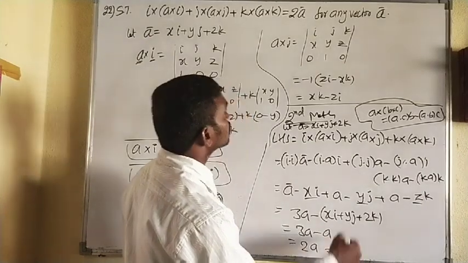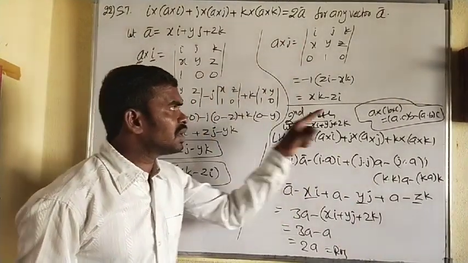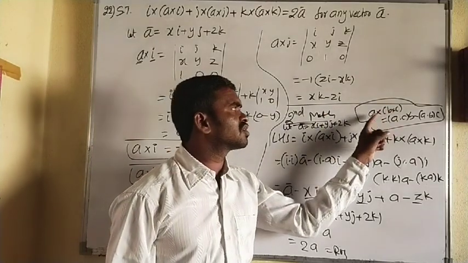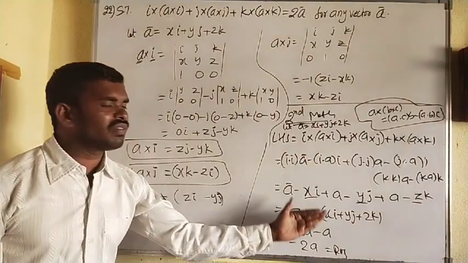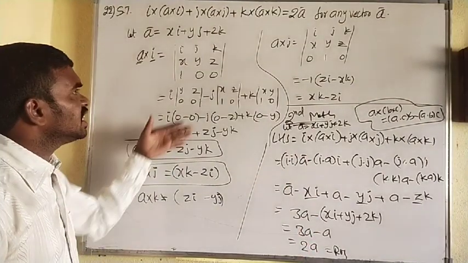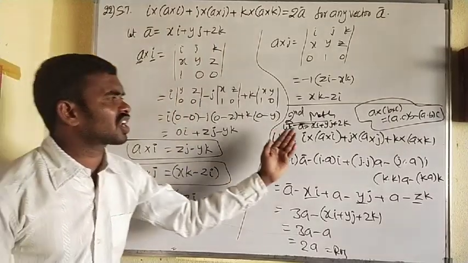Got it, RHS? Yes, got it. So this is the simple method, but remember this formula: a cross b cross c is equal to a dot c into b minus a dot b into c. Using that formula we can simply do it. Even the first method is also right, but my better suggestion is, no need to write that one, just write down this one, that is enough.